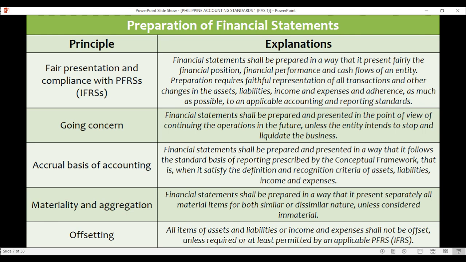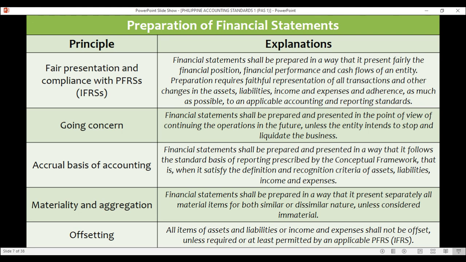should be disclosed and presented in the financial statements, and it should be in adherence, as much as possible, to an applicable accounting and reporting standard. Going concern: financial statements shall be prepared and presented in the viewpoint of continuing operations in the future, unless the entity intends to stop and liquidate the business. Meaning, the financial statements should be prepared in the viewpoint that we're going to continue the operations in the next succeeding years or succeeding accounting periods.